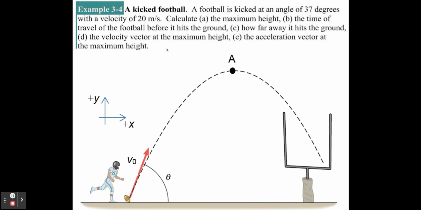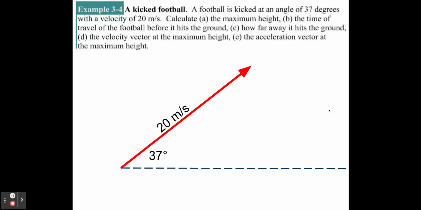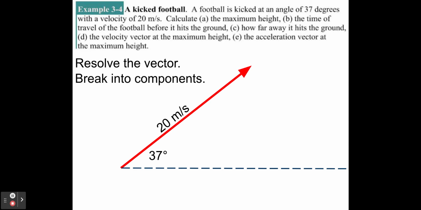maximum height. All right, so if they give you an initial velocity and an angle, the very first thing that you're going to want to do is resolve the vector. In other words, break it into its components. So here's the start of our triangle that we're going to break apart. Here's the hypotenuse, 20 meters per second, and at an angle of 37. Let's find this horizontal side first, and then we'll find the vertical side.